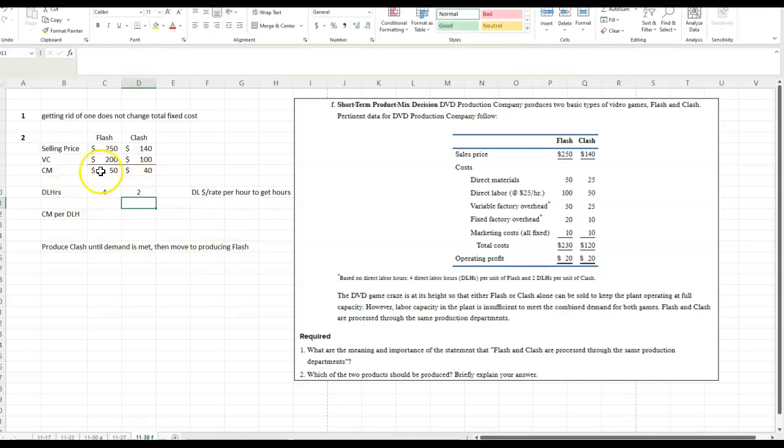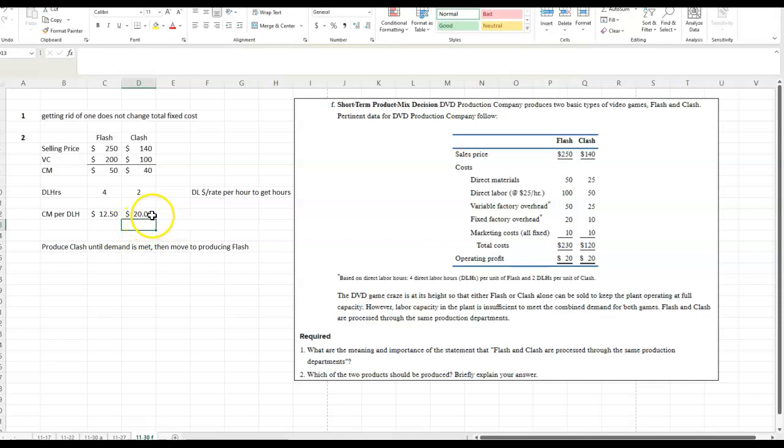We want to know what our contribution margin per labor hour is because we're trying to maximize our contribution margin. So we're going to take our contribution margin and divide it by the number of hours. So our contribution margin per direct labor hour for Flash is $12.50. For Clash, $40 divided by 2 is $20.